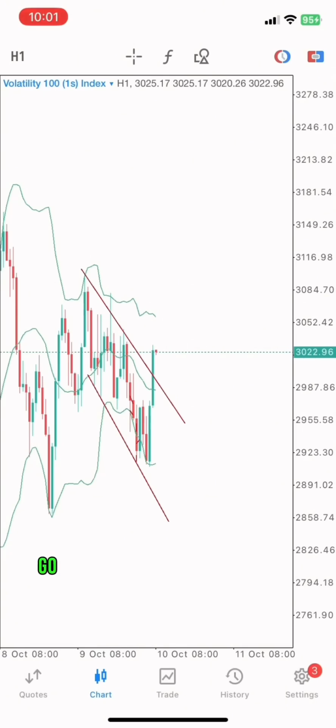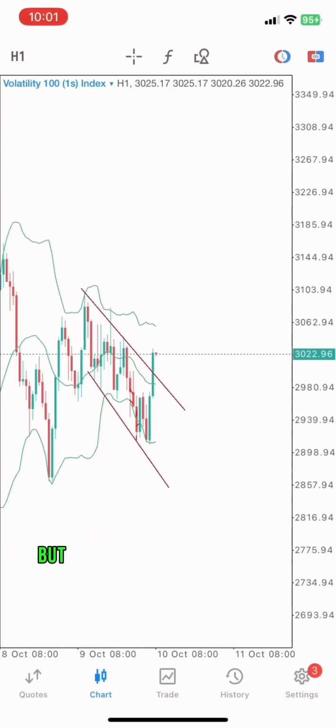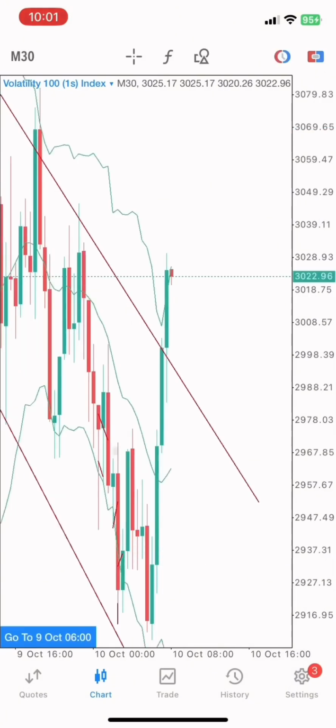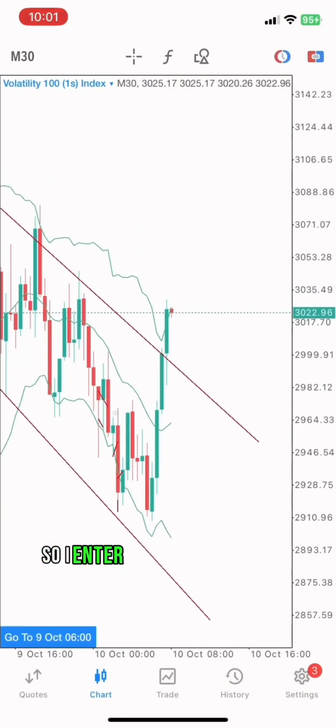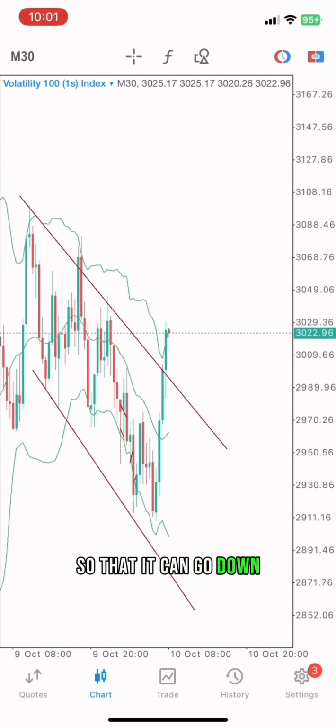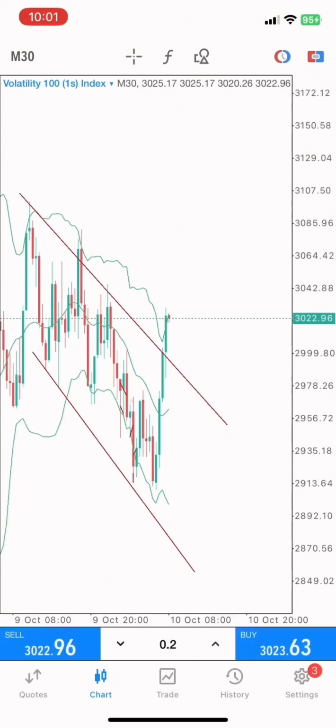Okay, go to the 30 minutes time frame and see that it has touched the top Bollinger Band part, which means you need to sell because it's going to go down. Okay, so I enter full margin with my lots so that it can go down, then I'll close the profit. As simple as that.